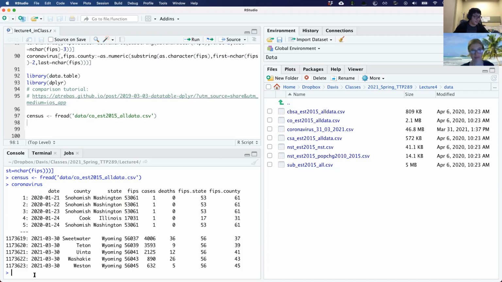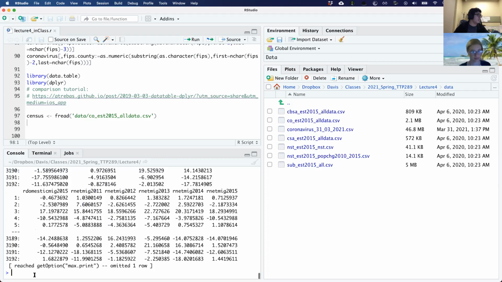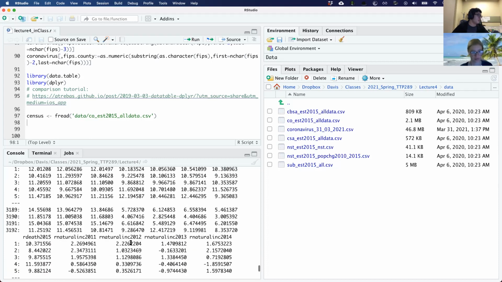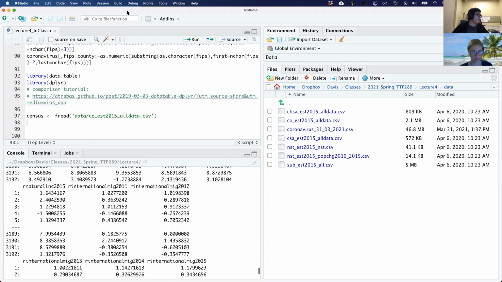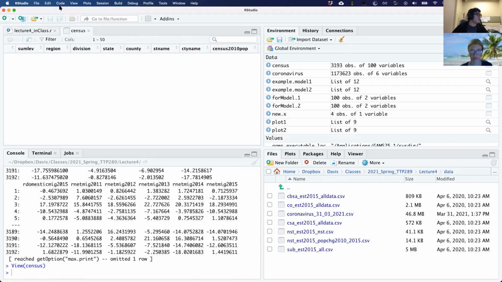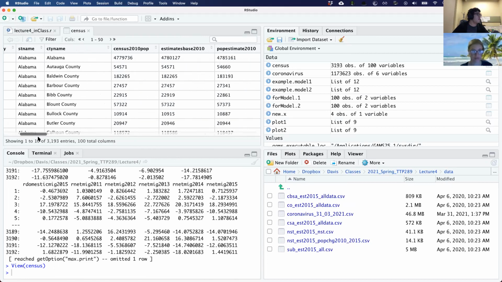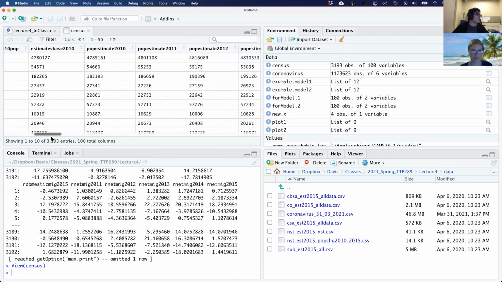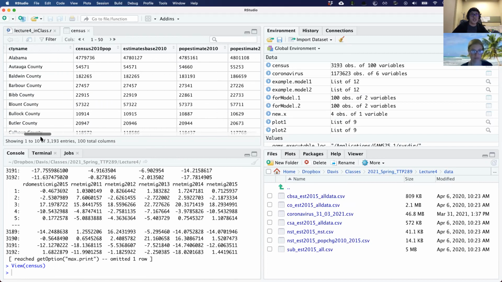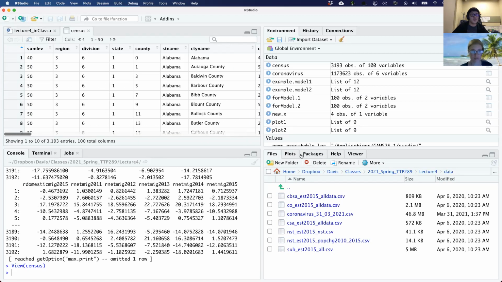Okay, so let's then look at the other table that we loaded, which is the census table. Okay, so this is way bigger. Let's actually look at it in here. Okay, in the viewer, we can see a whole bunch of different metrics. And so I think the main one that we'll really be thinking about is the population estimates.